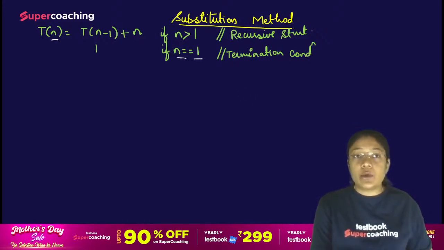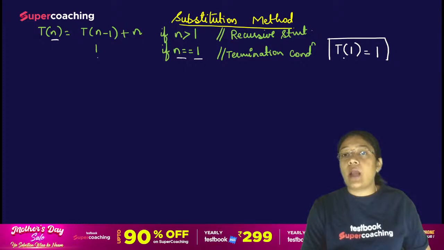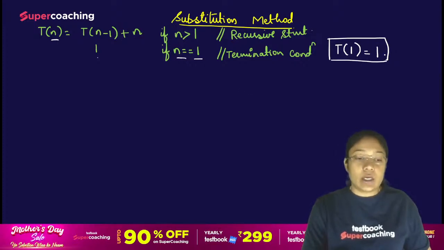So on the basis of the given condition, we can easily determine that if n is equal to 1, I'm going to substitute the value 1 here. The termination condition is given as: if n is equal to 1, then it is going to return 1. This is what we have got from the termination condition.